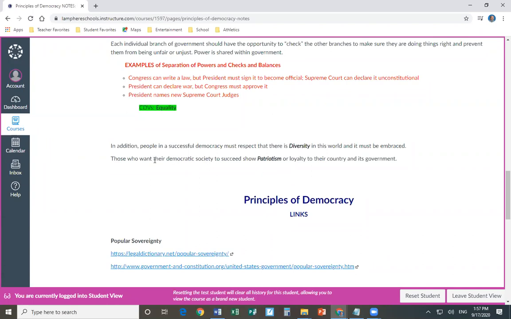In addition to that, there's this concept of patriotism. So if we want our democracy to succeed, if we want our country to succeed and continue to thrive and not be threatened by other countries, patriotism is basically showing loyalty to your country. Now, it doesn't mean you have to stand for the Pledge of Allegiance. It doesn't mean that you have to stand for the national anthem. It doesn't mean you have to wave an American flag. It simply basically means you're making that pledge to say, I'm not going to hurt the United States of America. I'm not going to damage our country. I'm going to try and help our country and not get in its way.